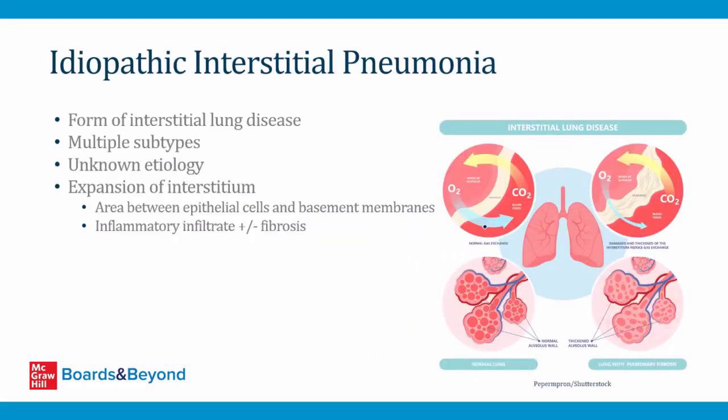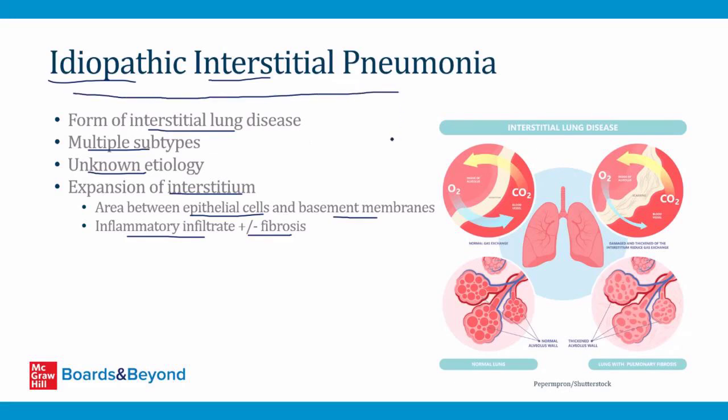Okay, so now we'll go through all the causes of interstitial lung disease, and we'll start with idiopathic interstitial pneumonia. This is a form of interstitial lung disease which has multiple subtypes. The etiology is unknown, and it always involves an expansion of the interstitium. And the interstitium, like I said before, is the part of the lungs that surrounds the alveoli. It's the area between the epithelial cells in the alveoli and the basement membranes. And this interstitium fills up with an inflammatory infiltrate, sometimes with fibrosis, and that's what's known as idiopathic interstitial pneumonia.